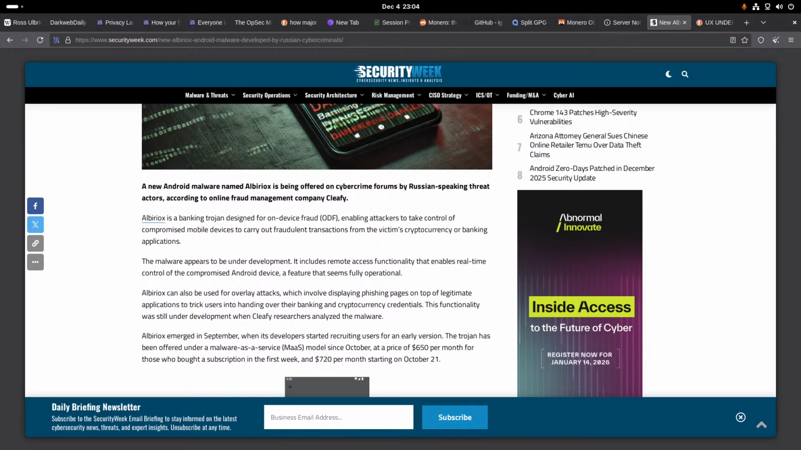The Android malware appears to be underdeveloped and includes remote access functionality that enables real-time control of compromised Android devices.